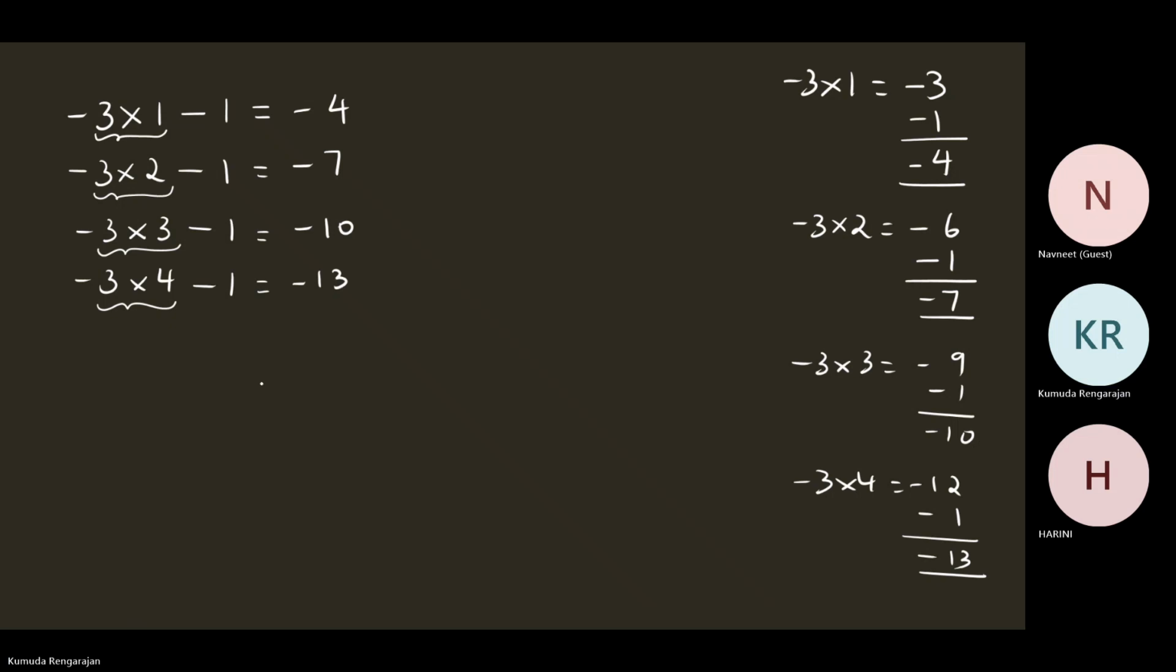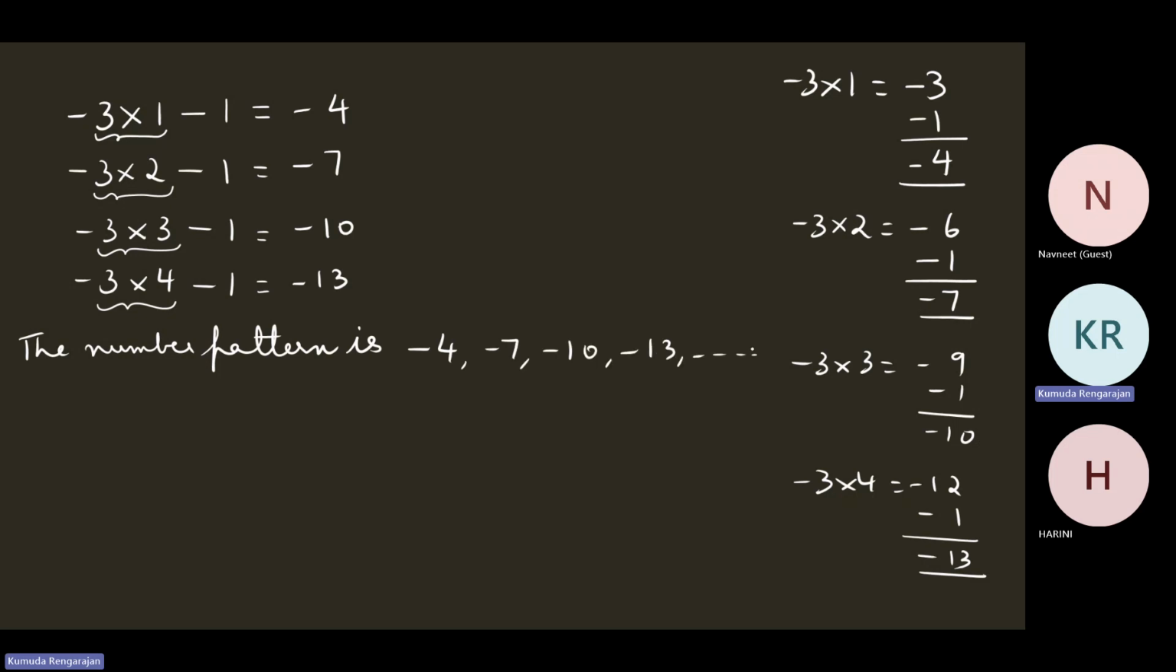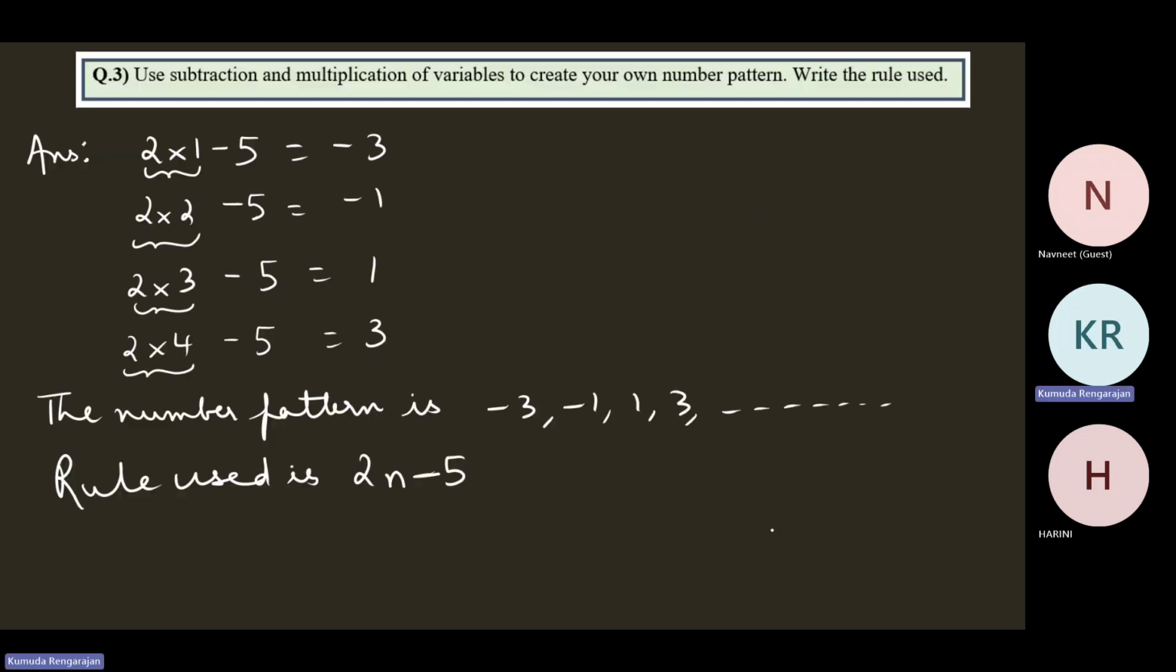All right. So the number pattern. This is not a picture pattern or a diagram pattern. It's a number pattern. The number pattern is -4, -7, -10, -13, and goes on like this. I forgot to put the dots here.